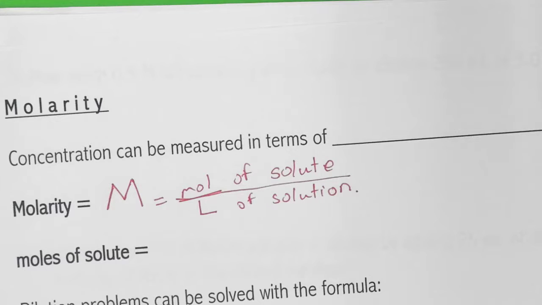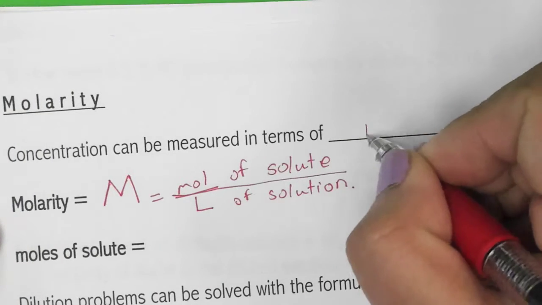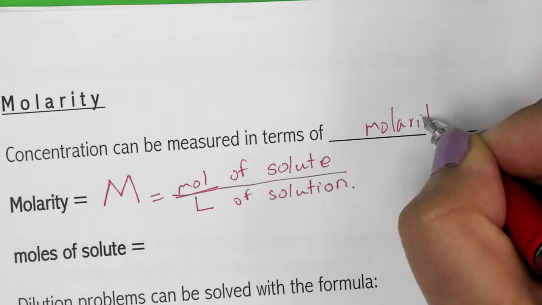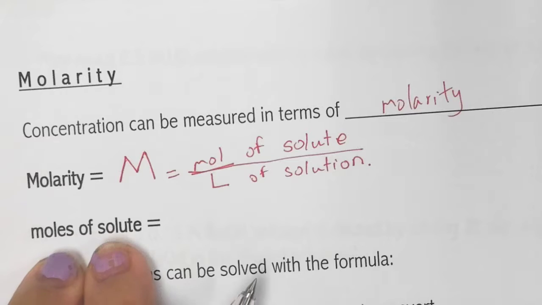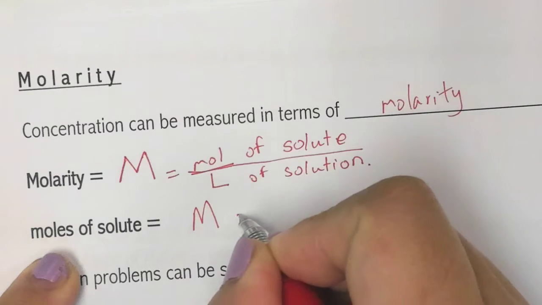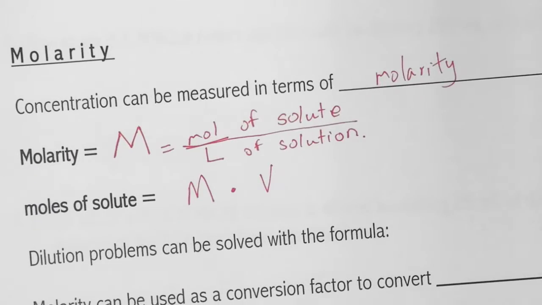Although most of the time your solute doesn't really change the volume of the solution by that much, so we can kind of ignore it for the most part. Now, concentration can be measured in terms of molarity. Obviously, if I want to find mole, that is going to be molarity times volume, because liter is a volume, so molarity times volume will give you mole.